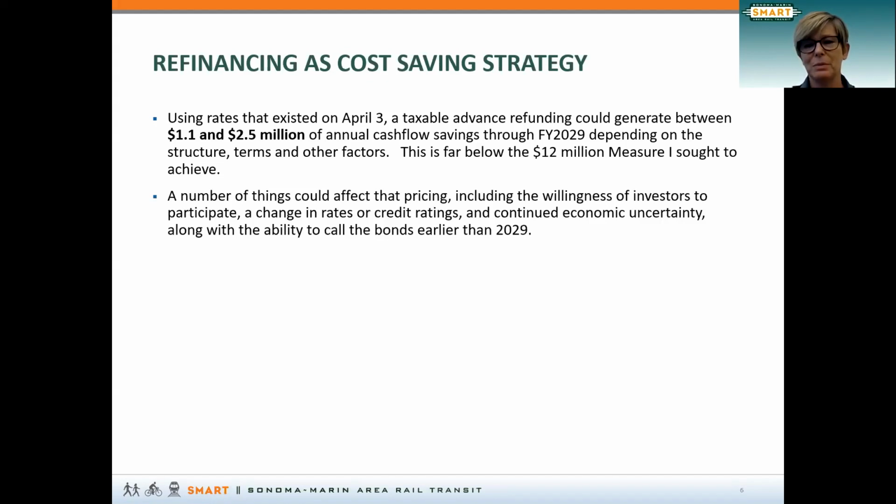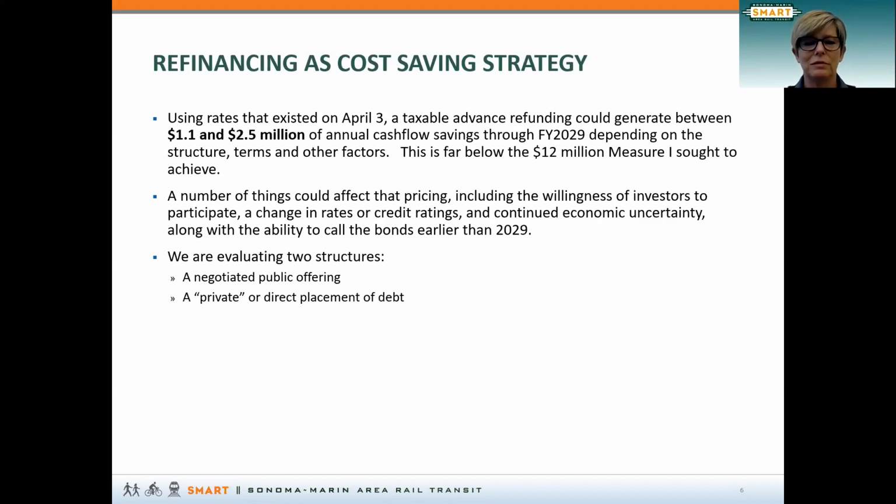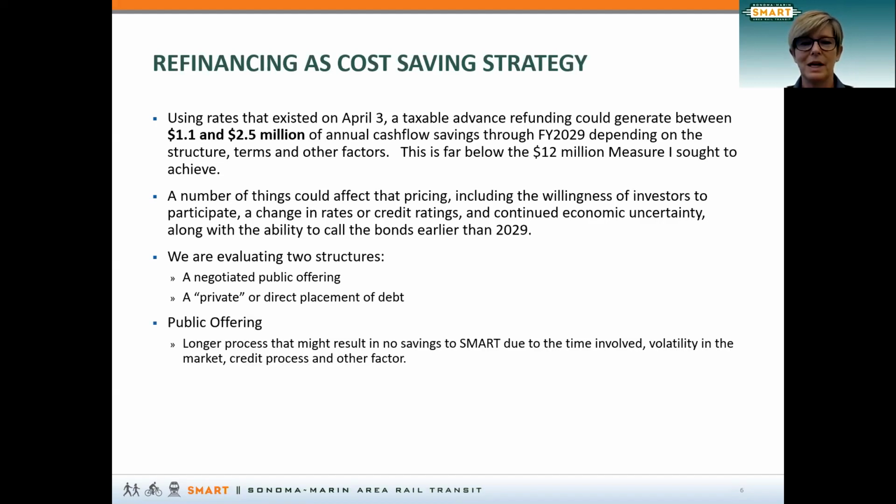And this is just a projection. A number of things could affect that, including what's going on in the market with investors, credit ratings, the continued shutdown of the economy, and how the debt is structured, whether or not you make the new debt callable earlier than 2029. And we're looking at two different ways of doing that: a negotiated public offering or a private placement of debt. Public offering is basically the same process that we undertook in 2011 and again in 2012 when we did the second refinancing.